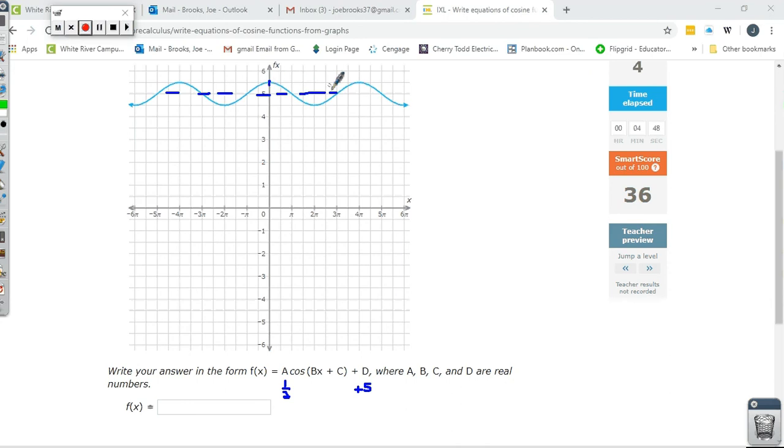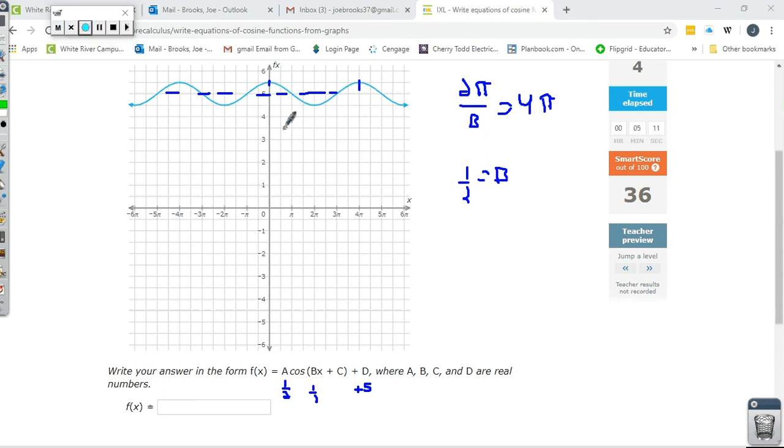From one period to the next, or before it repeats itself, is 4 pi. So 2 pi over B equals 4 pi. Okay? So we can switch those around. So B is going to be 2 pi over 4 pi, which would be a half. So B is equal to 1 half. Okay, so that's what I'm putting right there.